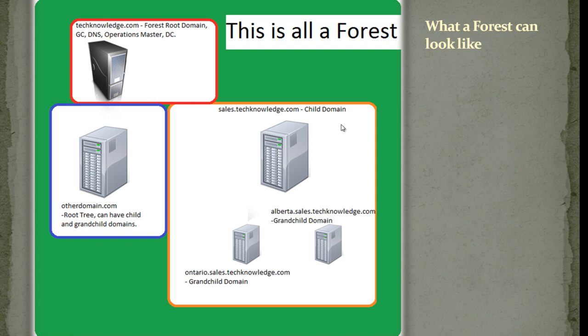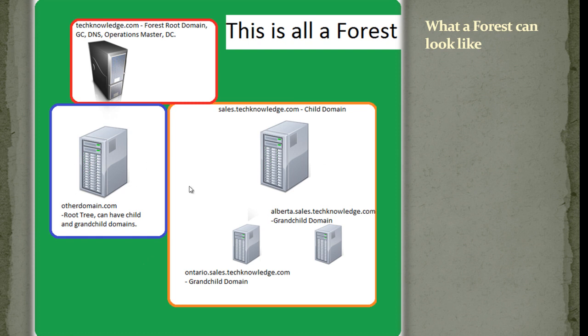And these all connect like a trust. Here in the red box, I just separated that. That's our domain controller. Here in the orange box, that's our tree, and this is our other tree. So sales.technology.com is a child domain. Alberta.sales.technology.com is a grandchild domain, and Ontario.sales.technology.com is another grandchild domain. These are all set up with transitive trust, and they all link back up to this forest root domain, and this is the root tree.